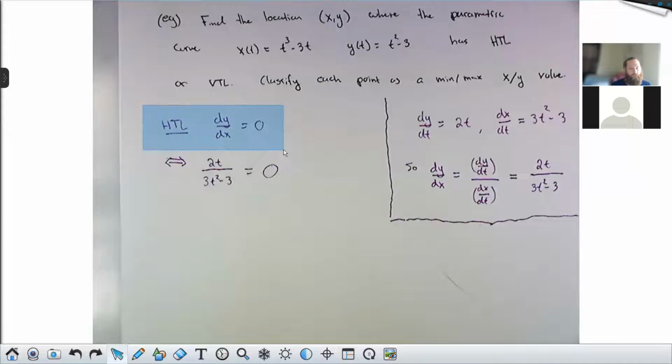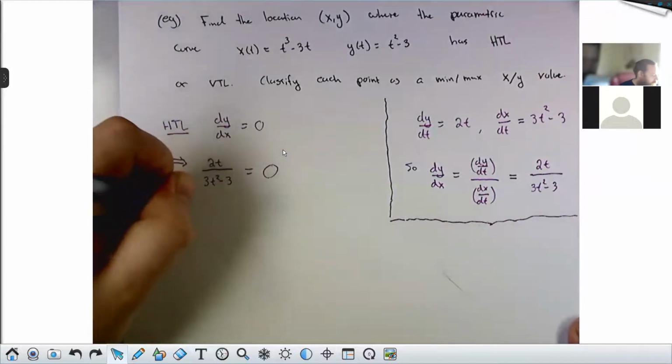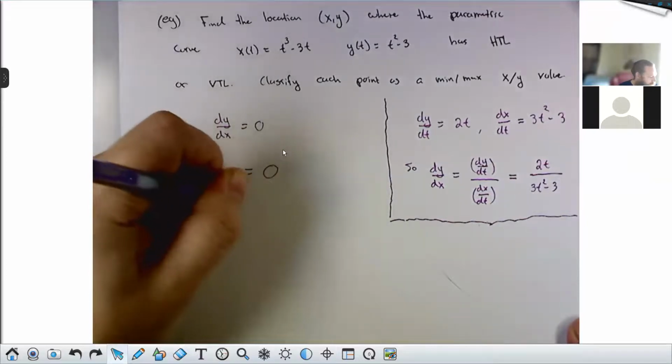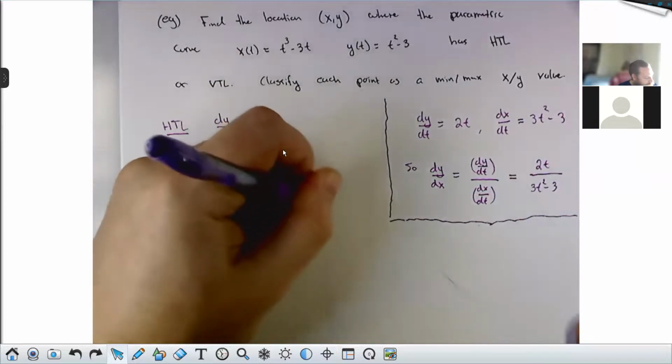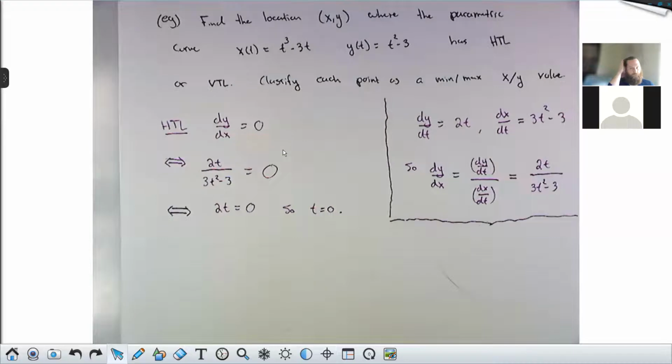Horizontal tangent lines, like we said on the previous page, come from setting dy dx equal to 0. In this case, that is the same as saying 2t is equal to 0. So we get t equals 0. dy dx, the slope of my tangent line, will be 0 when t is equal to 0.